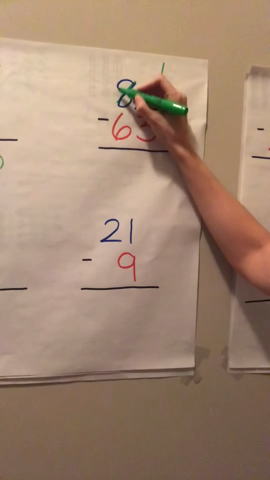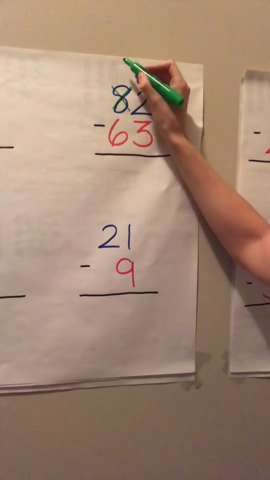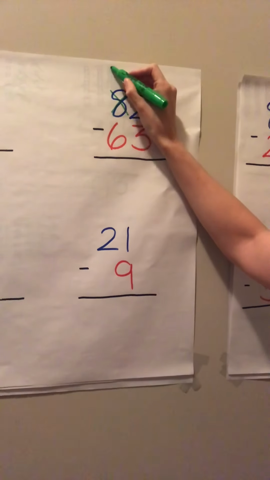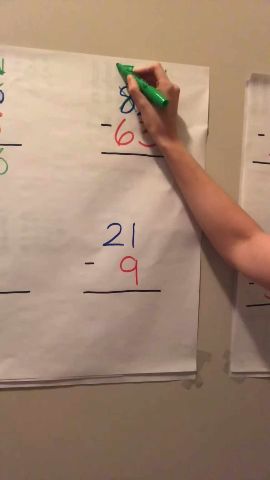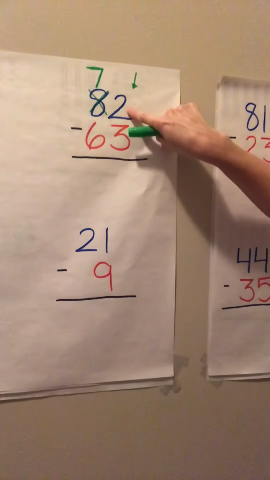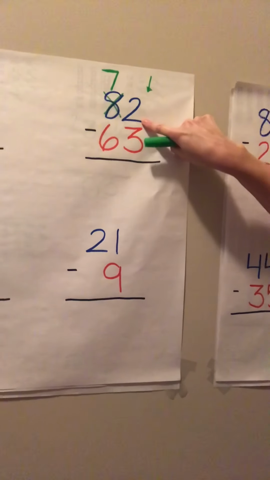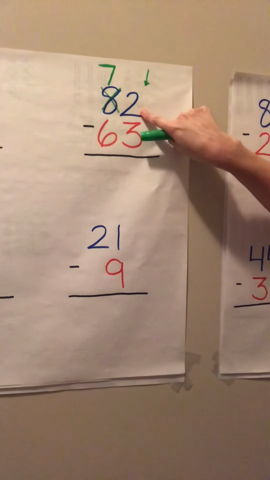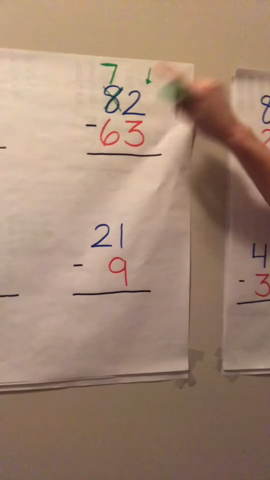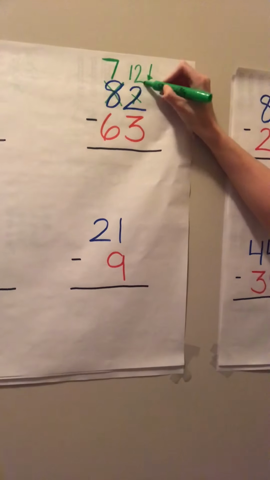So I'm going to cross out my 8. I'm going to take 1 away. So if I have 8 and I take 1 ten away, that leaves me with 7 tens. But I need to add my 10 that I took away over to my ones. So 10 and 2 make what? So if I have 10 plus my 2 equals, right, 12. So my 2 turns now into 12 since I brought my 10 over.